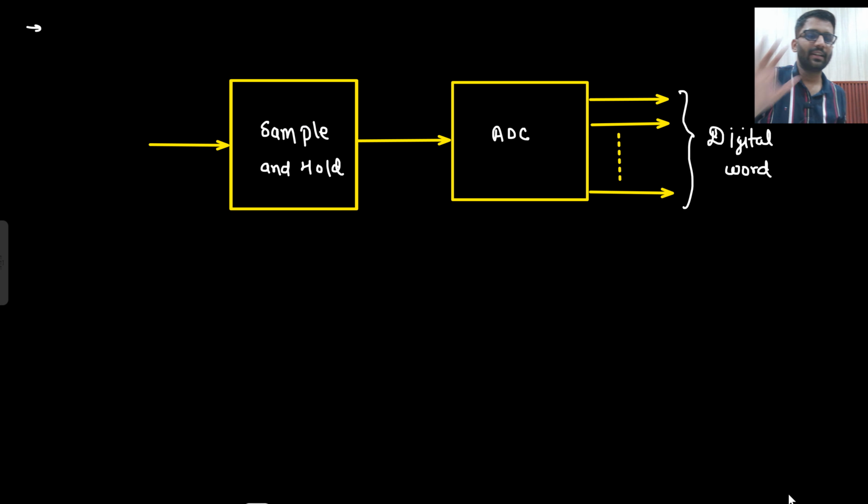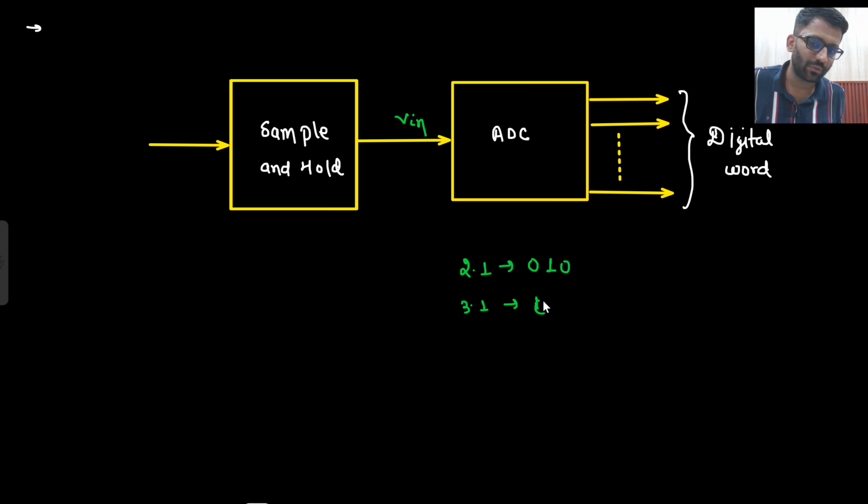So what does your ADC do? What is the job of ADC? It will take an analog input and will give a digital word as the output. Let's just say I apply 2.1 volt and I am receiving 010. For 3.1 volt I can receive a different code, which could be 011. So with respect to analog input, it will give me a digital word as output. This is what your A to D converter does.